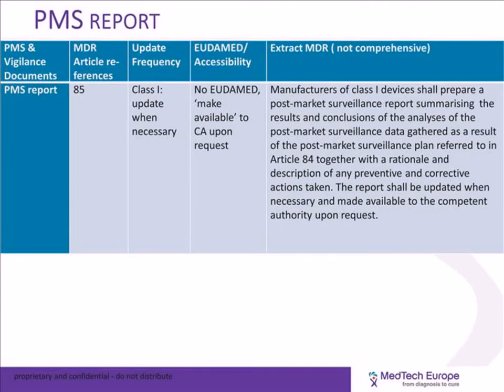Post-market surveillance report is special for class 1. When necessary, it is not uploaded into EUDAMED, but needs to be made available to the competent authority. You know that the competent authorities are in charge of market surveillance, and specifically for class 1, which are for the most part self-certified, they play a role in surveying their national market. So this report needs to exist, to be updated when necessary and made available to them.